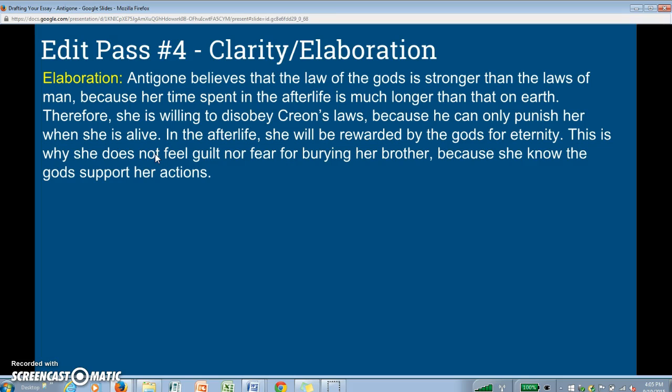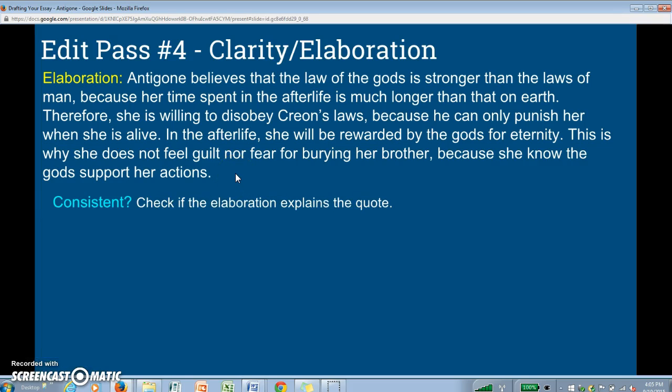So my elaboration reads, Antigone believes that the law of the gods is stronger than the laws of man, because her time spent in the afterlife is much longer than that on earth. Therefore, she is willing to disobey Creon's laws because he can only punish her when she is alive. In the afterlife, she will be rewarded by the gods for eternity. This is why she does not feel guilt nor fear for burying her brother, because she knows the gods support her actions. Now, what does your elaboration need to do?